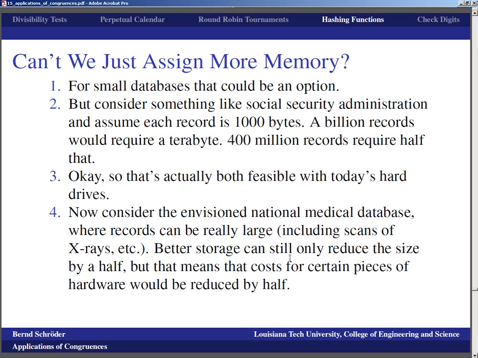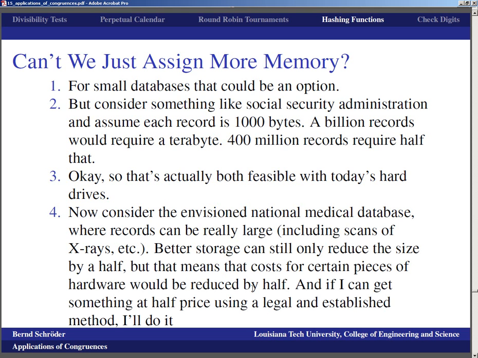And so that means better storage could reduce the size by half, and that means that costs for certain pieces of hardware like the servers and the drives and those things would be reduced by half. And well, personal opinion again, if I can get something at half price using legal and established and valid methods, I'll do it, and I'll do that in any economy. Maybe 20 years from now, technology people will laugh at me saying that, because storage space and hard drive capacity and all that is getting cheaper. But hey, I would still argue half price is half price, right?